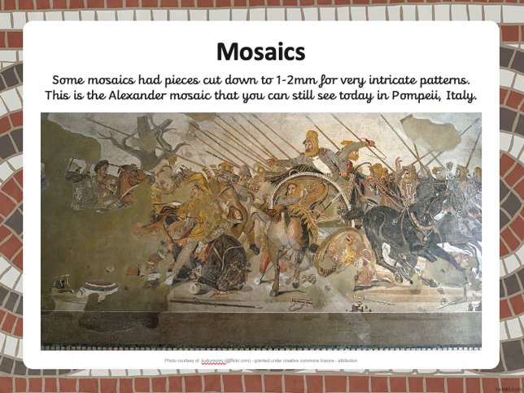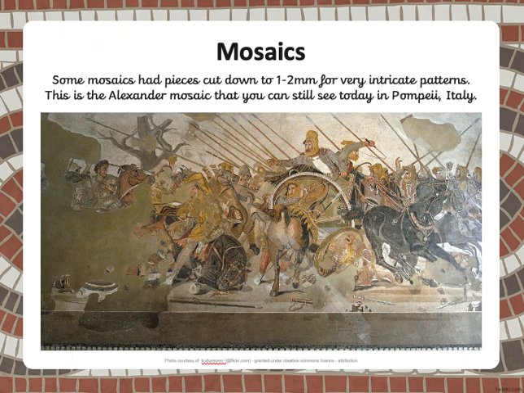This is the Alexander mosaic that you can still see today in Pompeii, Italy. So in Pompeii is where a volcano erupted, which is very famous. The volcano was called Vesuvius, and if you are listening to my Paninis of Pompeii story, you will know that Vesuvius is actually the name of the wife of Caecilius, the main character in that. So that's a little bit of a joke inside that story.